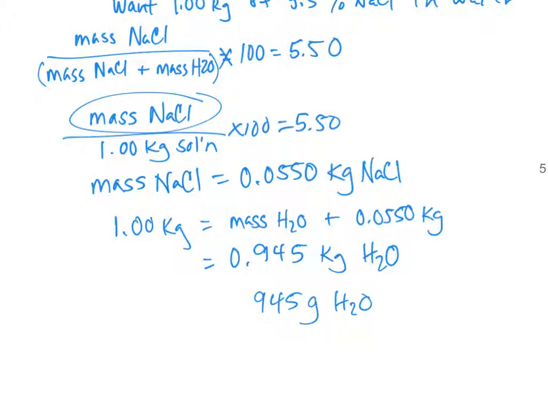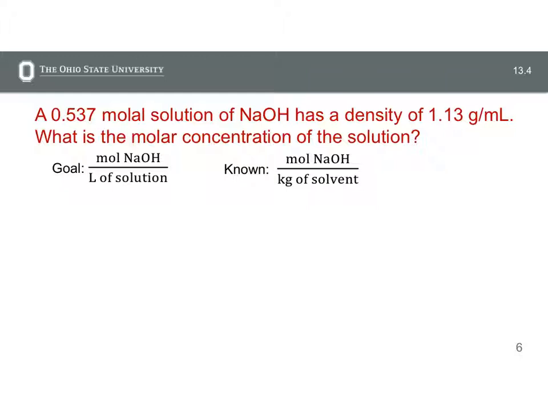Okay. Let's do another. Okay, this is a good one. I think this is our last one before colligative properties. So here we have a 0.537 molal solution of sodium hydroxide, and it has a density of 1.13 grams per milliliter. And we want to know the molar concentration of the solution.